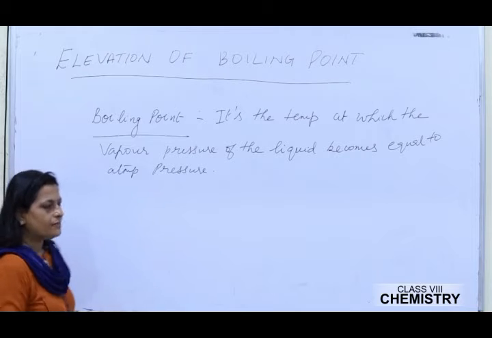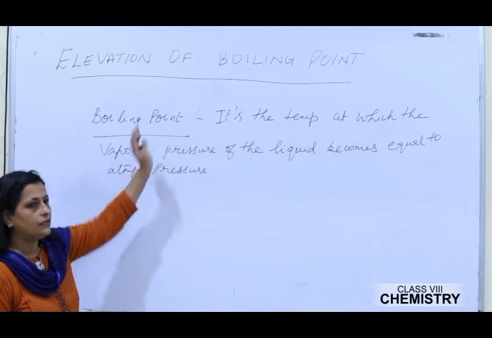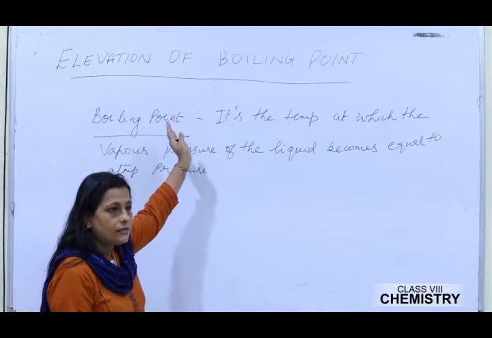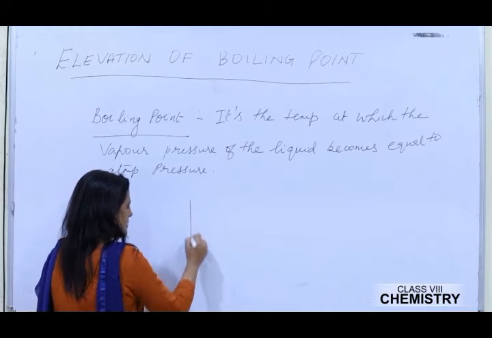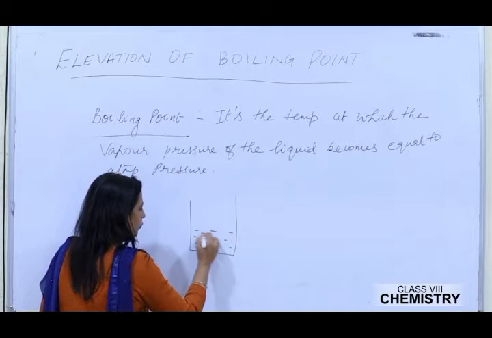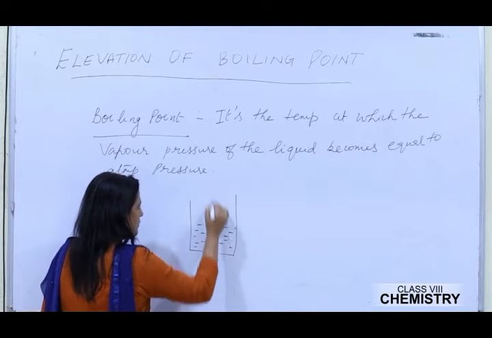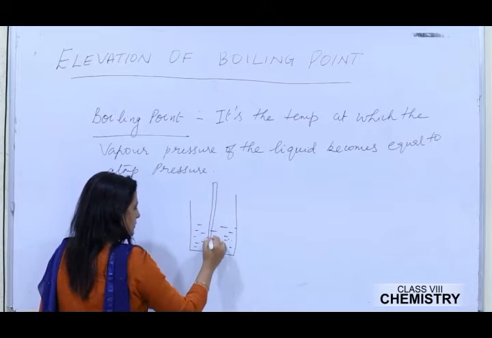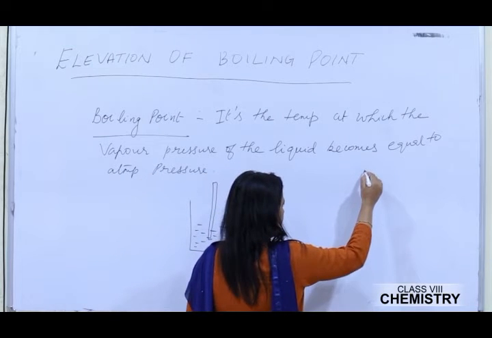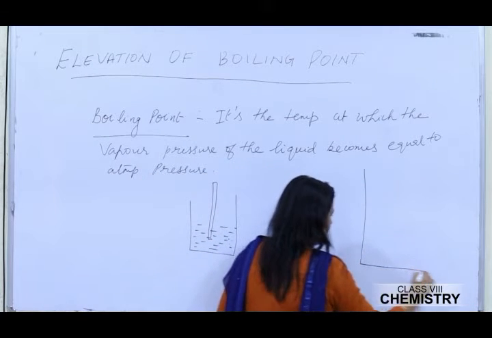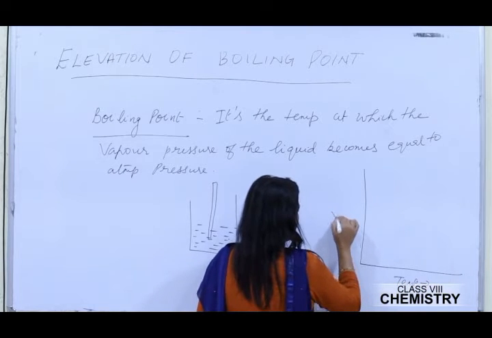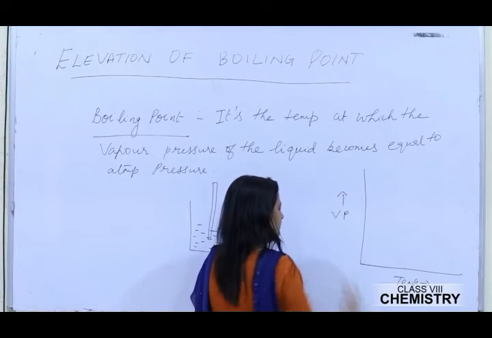point. Let's do a simple experiment so that it will become clear to you. See, I'm just taking a beaker. In that I am taking water in which a thermometer is placed. The room temperature on the thermometer is 25 degrees C. And let us plot a graph also here. On the x-axis we'll take temperature and on the y-axis we'll take vapor pressure.